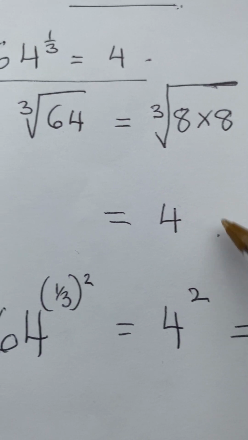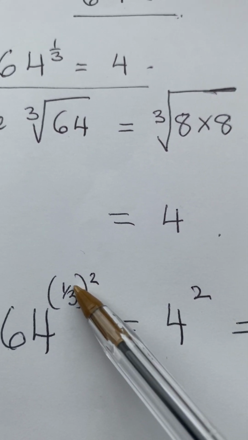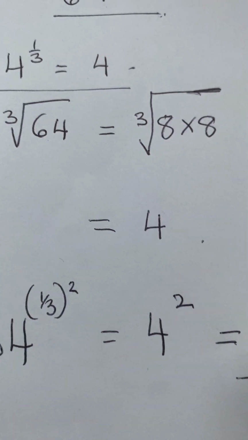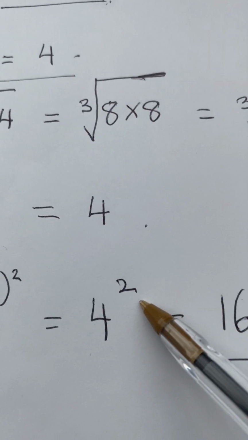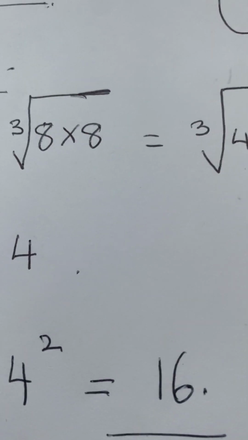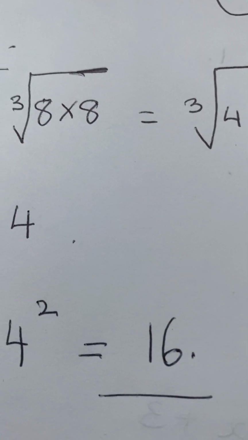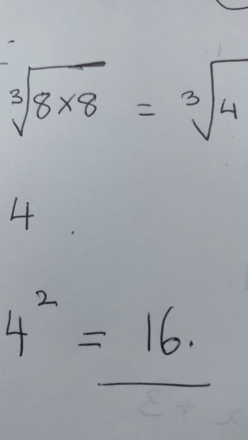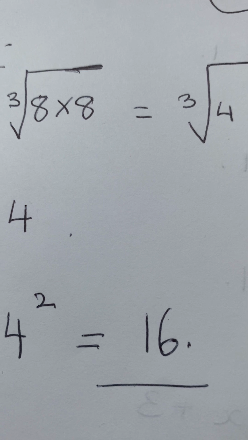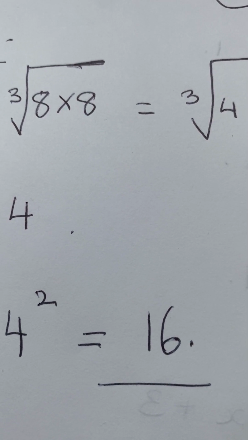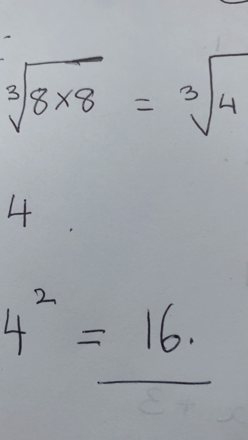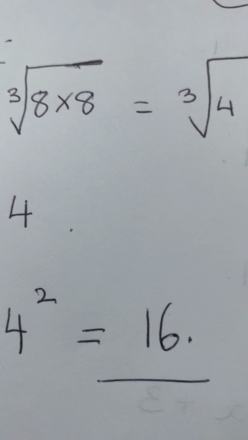Okay, now since we know that the cube root of 64 is 4, we can apply the square. 4 squared is 16. So this is another way you can solve this question. We did this question in the video before the last one, which is some possible questions, number 43.